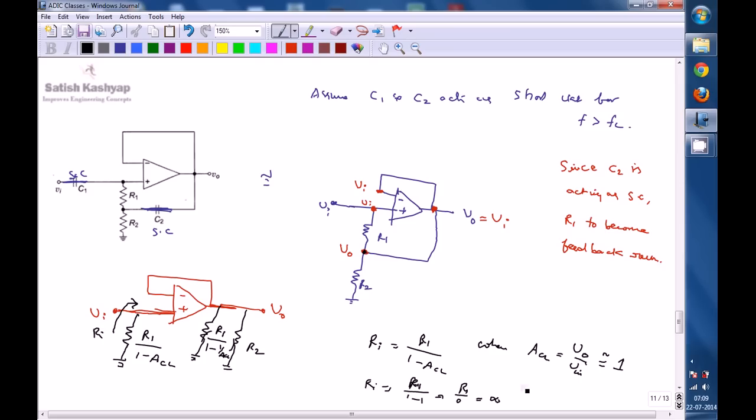Along with unity gain for the frequencies above FL. So it perfectly acts as an AC voltage follower, which is blocking the frequencies up to FL and which is passing the frequencies above FL.